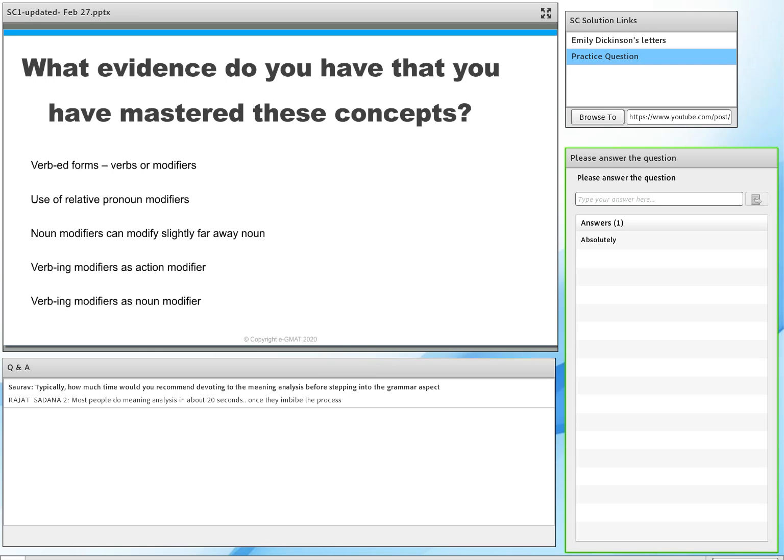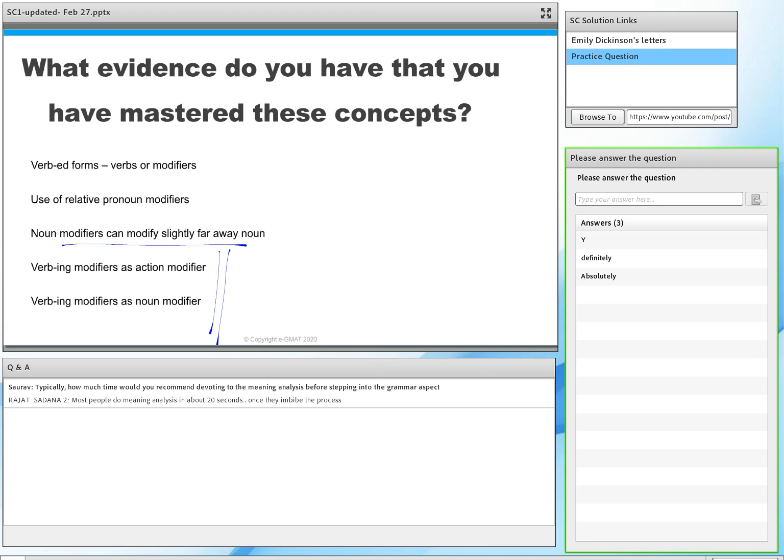And for example, when you see verb-ed forms, the distinction between verbs and modifiers, that's something that you really see within modifiers as well. And their usage as verbs or verb-ed forms versus usage as modifiers is something that you see as a part of sentence structure. Cases where noun modifiers can modify slightly far away nouns, those come in as sentence structures in this case. The various usages of verb-ing modifiers.